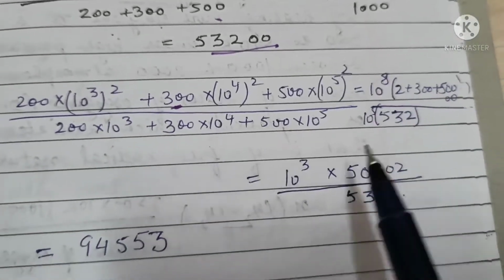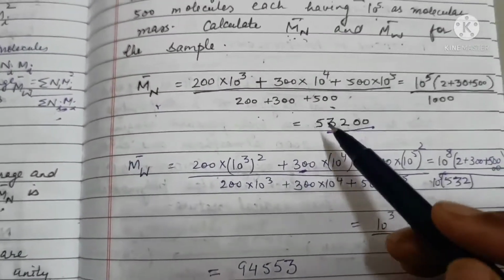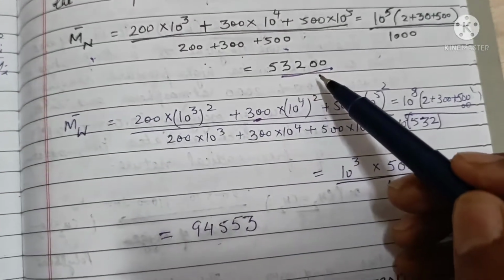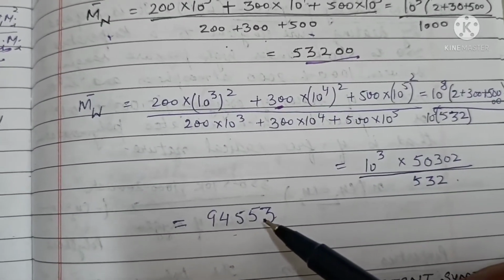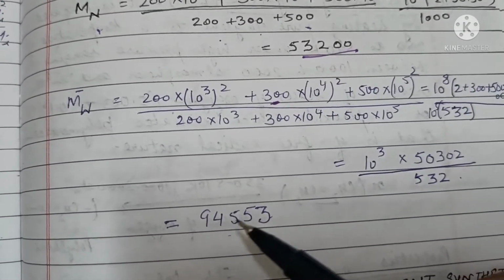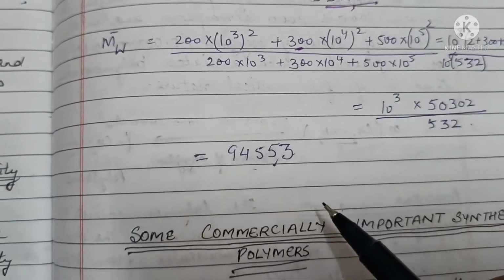So on solving, this comes out to be 4,553. So you can see that number average and weight average masses are different. So the polydispersity index will be this term divided by this term, which is greater than 1.